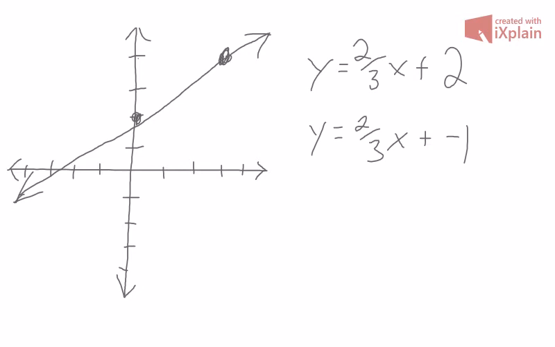Now let's look at the second one. Y-intercept is -1. And go up 2 and over 3. And that gives me another point there. Now I can go ahead and graph that line.